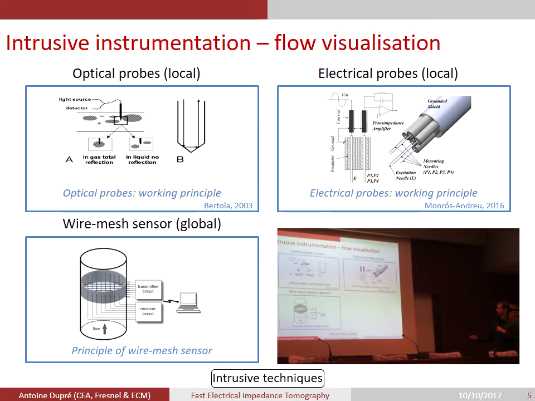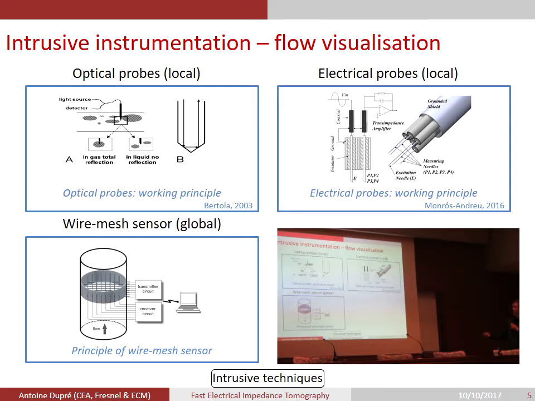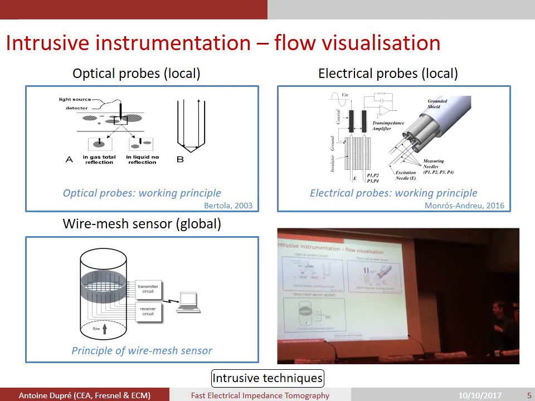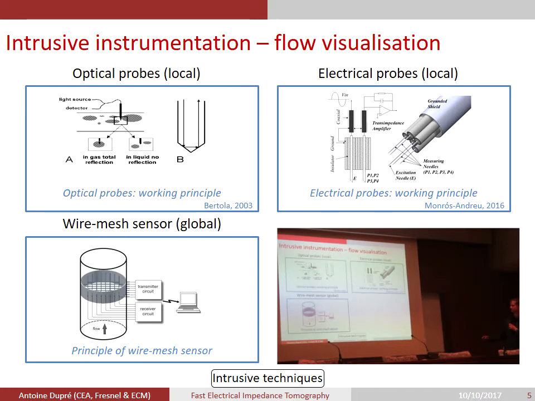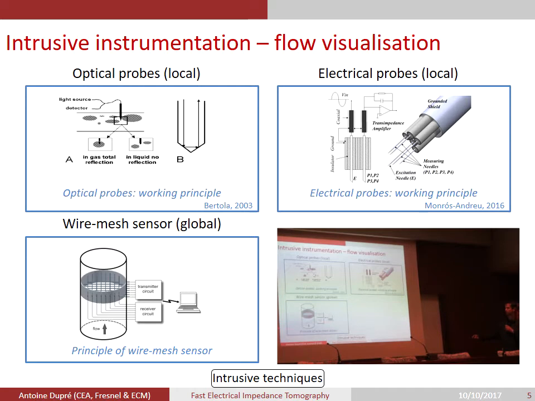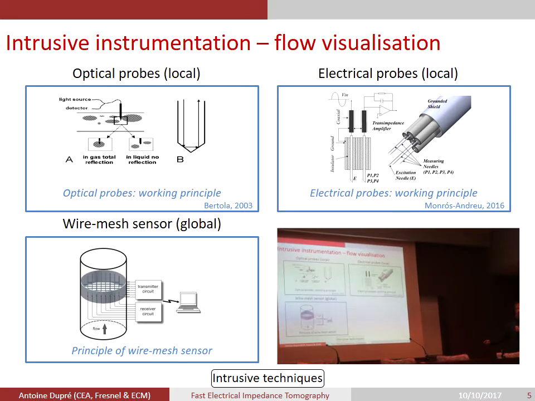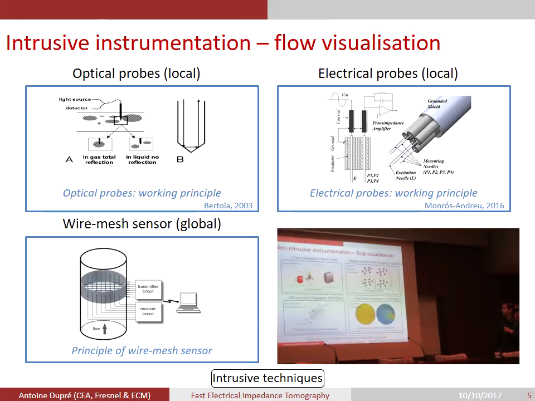The idea of the global sensors, I'm illustrating this with the wire mesh sensor, is that we use two sets of electrode wires which will act as an effective set of many local probes based on electrical properties. And by using global probes, we get cross-sectional images of the flow with a very good time resolution. So this is what we aim for in a visualization of multiphase flows.